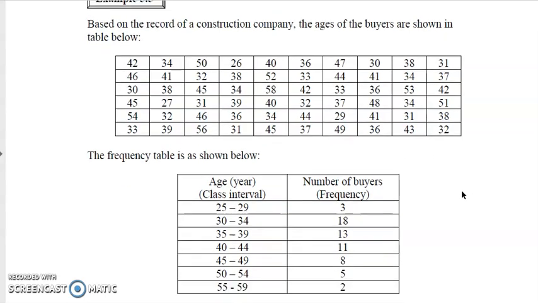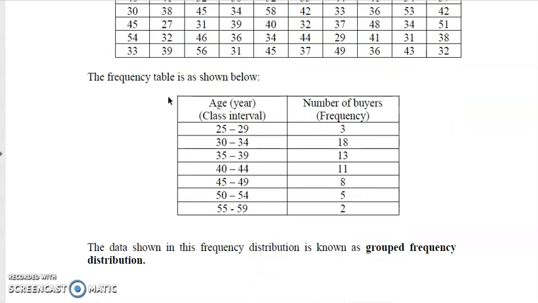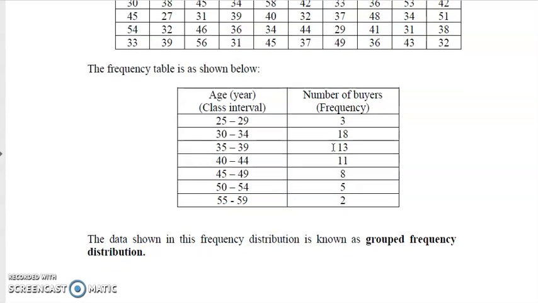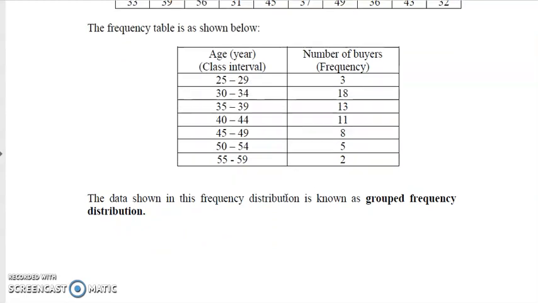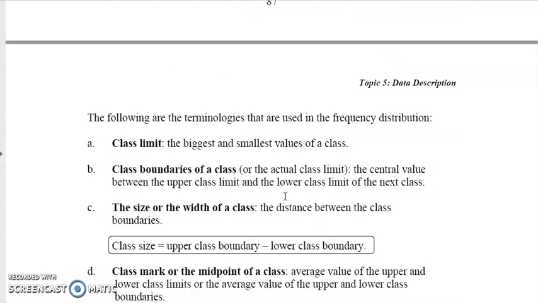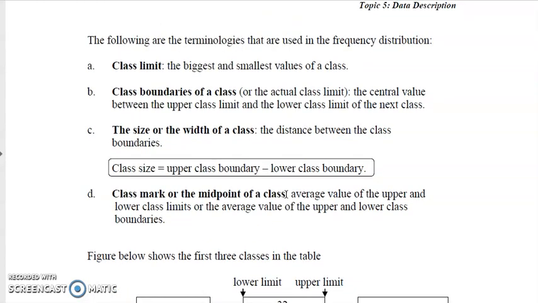Okay, so we need some help, so we are going to construct a frequency table. Don't worry, this is just an example, so you can try to do it later. Try to redo it until you get this table, this frequency table. So this is the class interval and number of buyers, which is our frequency. It is a grouped frequency distribution. So we have a few things that you need to know before we construct a frequency distribution. The frequency distribution is very helpful. You need to learn about it.